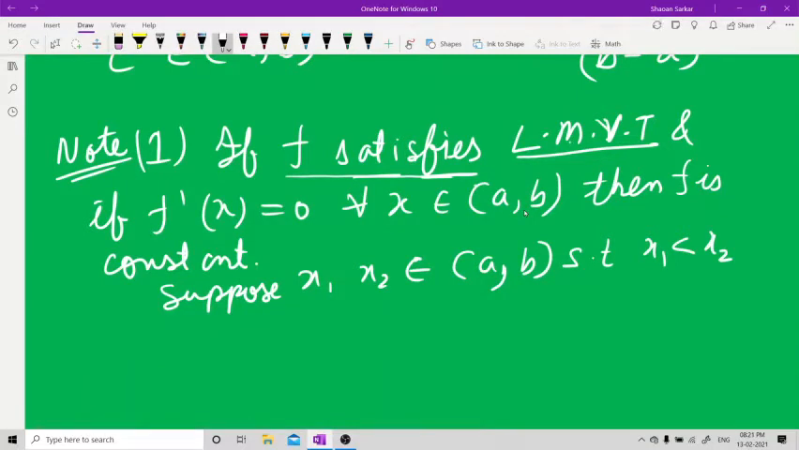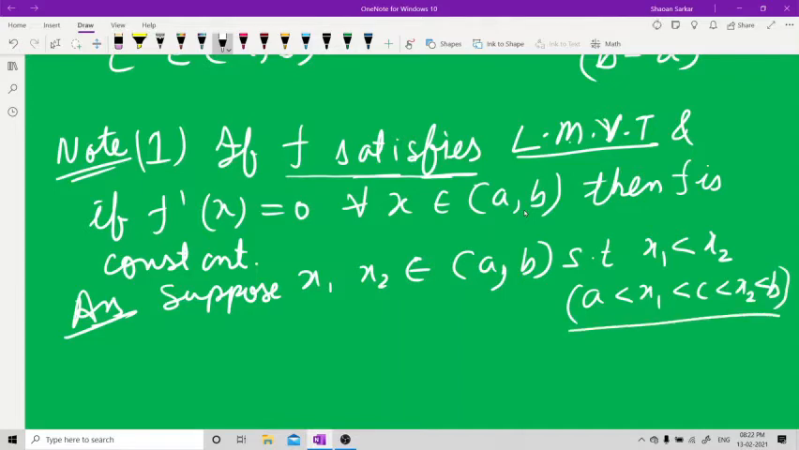So the proof, the answer I should say rather, is basically like this. This is a for your understanding. This is x1. This is c. This is x2. This is b. Something like this. This is the situation. It satisfies Lagrange theorem, and f'(x) is 0 for all x between a and b. Then f is constant.